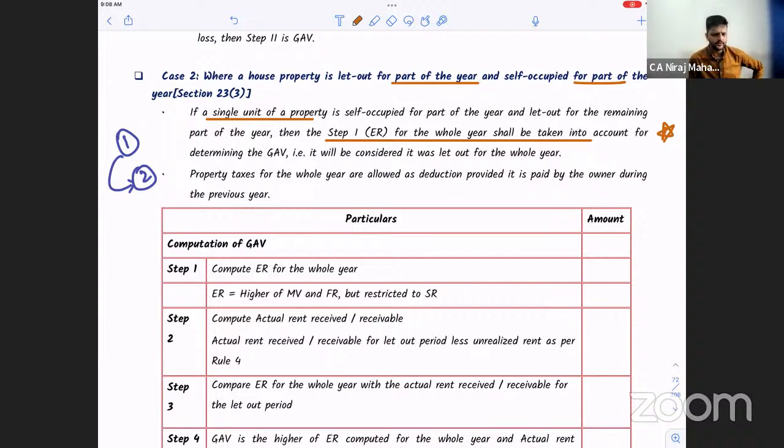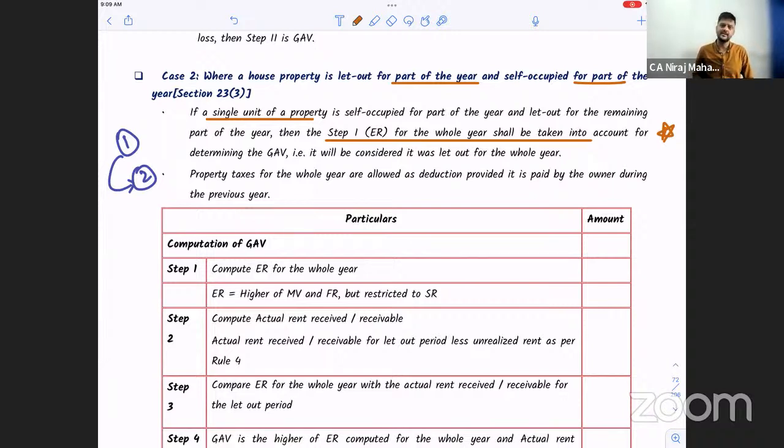Because step number 2 is what? Actual rent. And actual rent you will take only for the let out period. Keep that in mind. What did I say? Step number 2 is actual rent. Use common sense, actual rent will not be there for the period for which you are staying in the property. So step number 2, actual rent, will be only for the period for which you have given it on rent. So step 2 is definitely going to be lower than step 1.